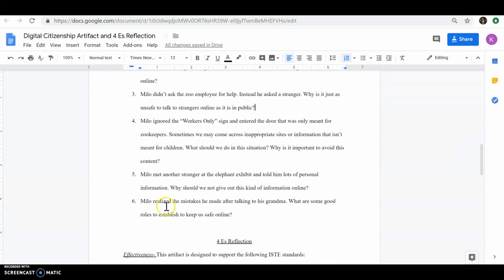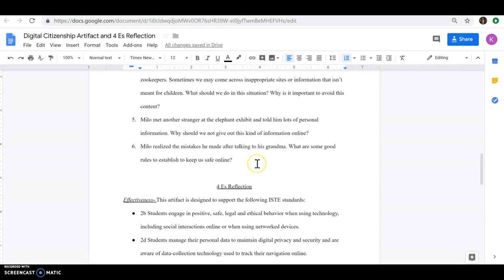And at the end, I made the last question: what are some good rules to establish to keep us safe online? So that could also transition into another activity in which the teacher and the students work together to outline some rules that they think are important for keeping themselves safe online, protecting themselves, protecting their information. And I think that would be a good way to get the standards and the goal of the lesson across.